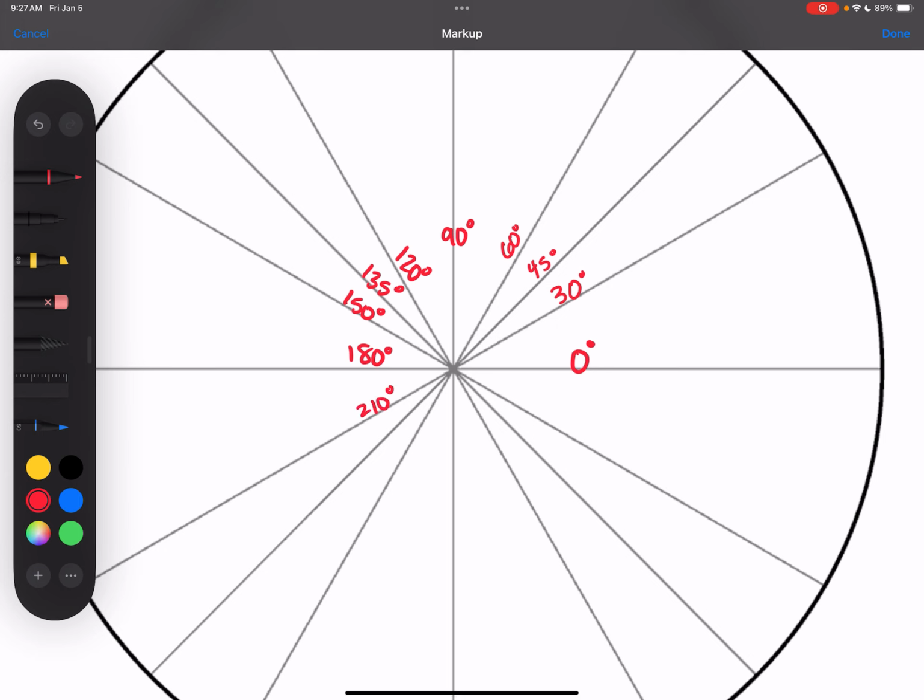210 degrees, 225 degrees, 240 degrees, 270 degrees, 300 degrees, 315 degrees, 330 degrees, and then as we go all the way back around underneath the 0, we have 360 degrees. So that's one full time around.